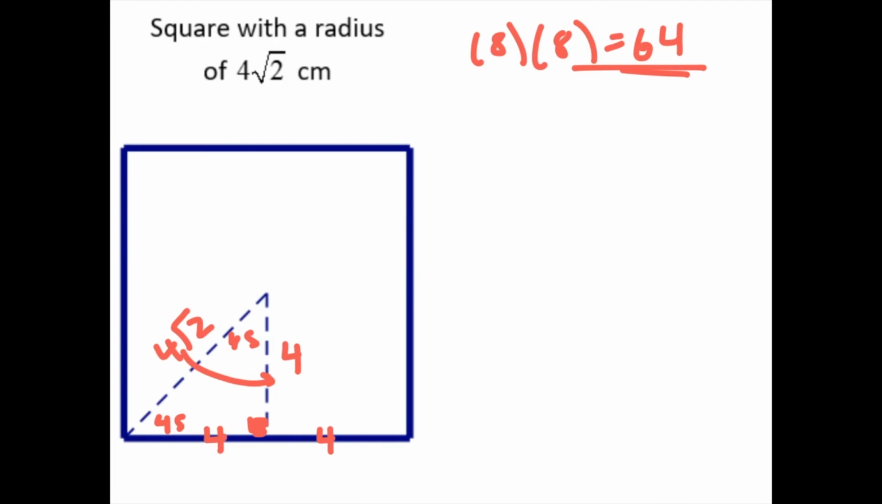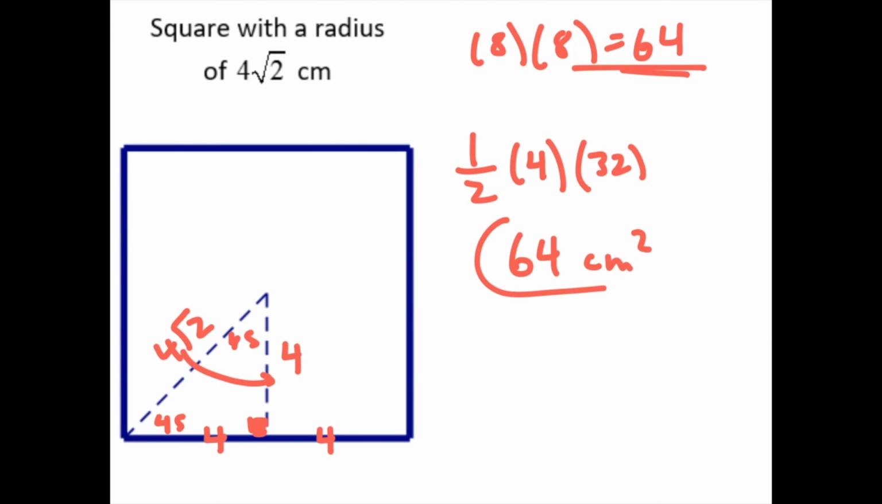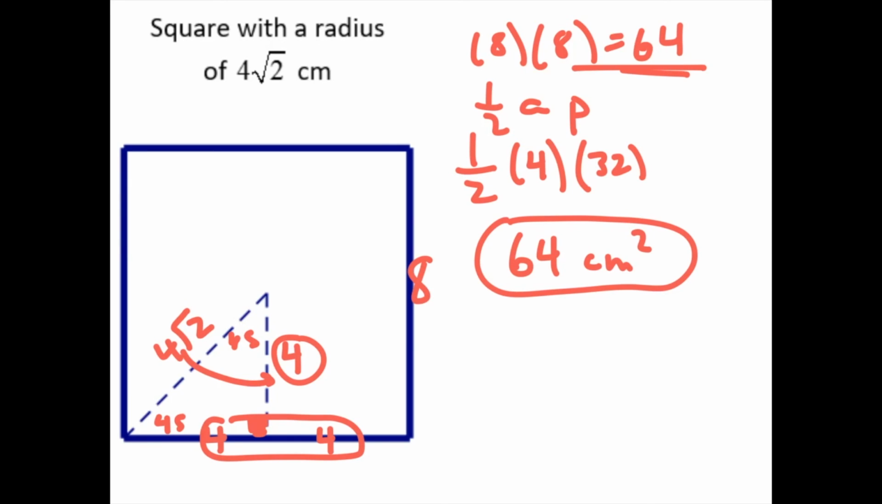But just to show you 1/2 the apothem times the perimeter, that would be 8 times 4 for 32. And then we take half of that times 4, which is also 64 centimeters squared. So the formula of 1/2 the apothem times the perimeter works just fine there as well. But certainly when you find the side is 8, 8 times 8 is 64. Let's look at the next one.